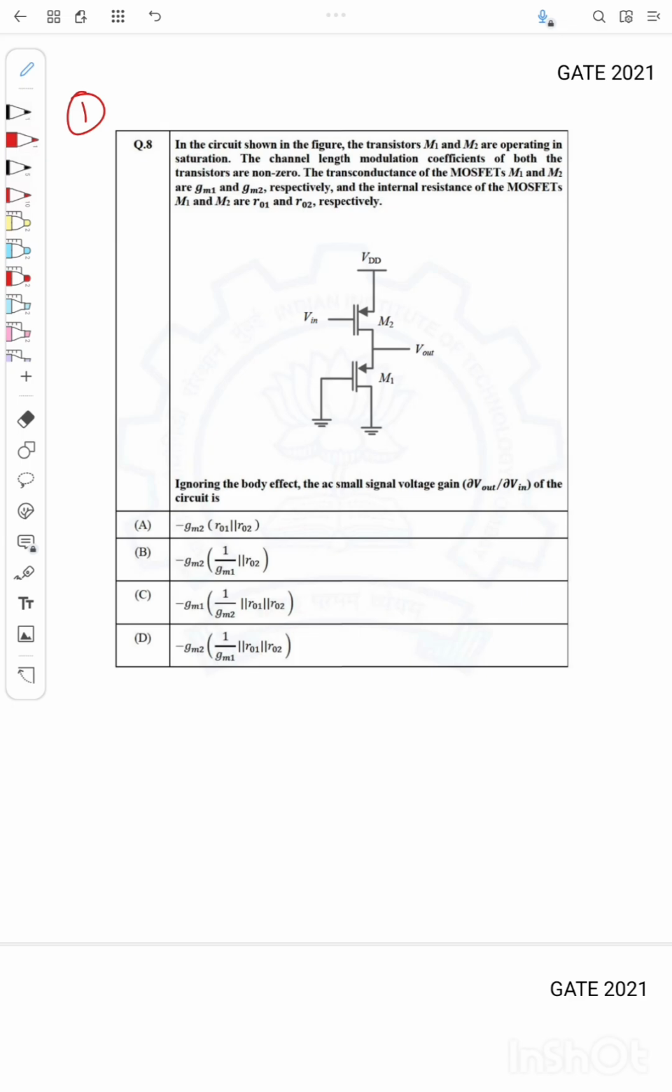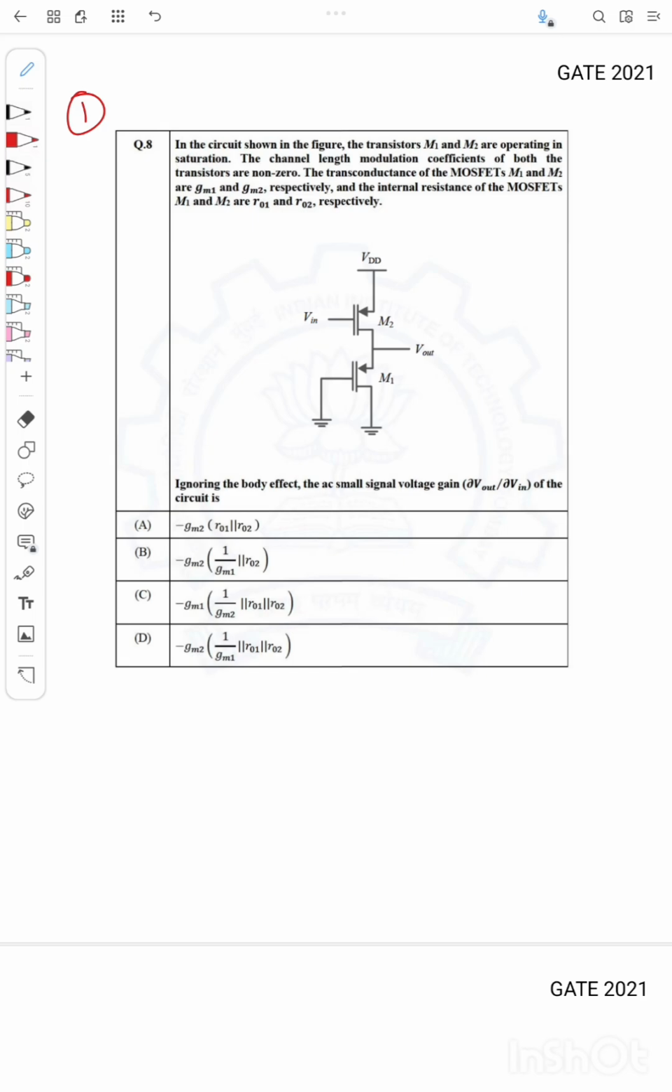The question is: in the circuit shown in the figure, the transistors M1 and M2 are operating in saturation. The channel length modulation coefficients of both the transistors are non-zero. The transconductances of MOSFETs M1 and M2 are gm1 and gm2 respectively, and the internal resistances of the MOSFETs M1 and M2 are r01 and r02 respectively. Ignoring the body effect, the AC small signal voltage gain dVout by dVin of the circuit is.